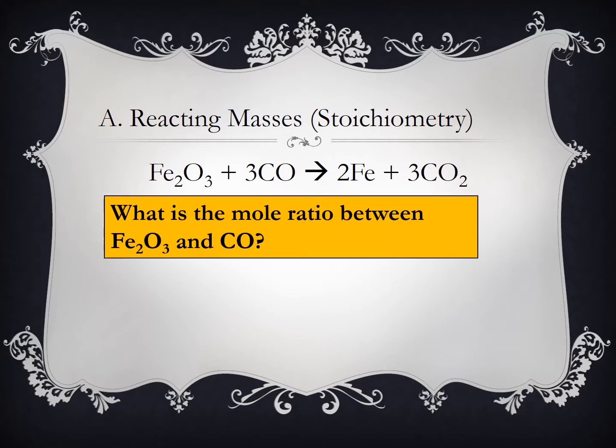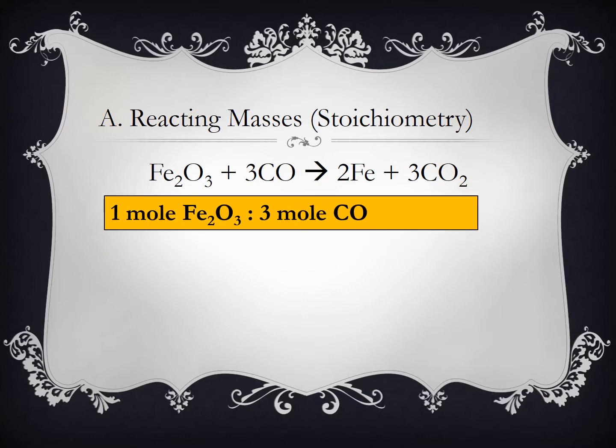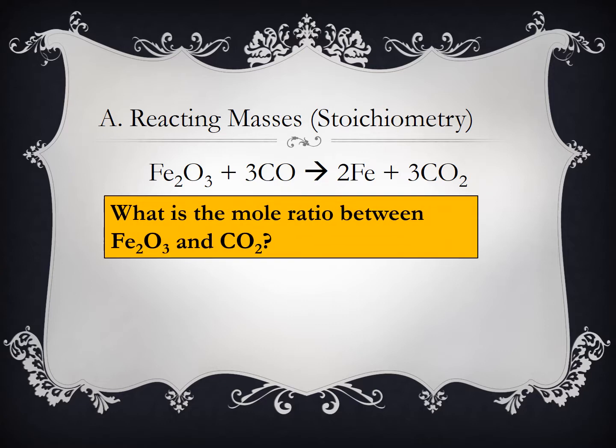So what is the mole ratio between iron oxide and CO? You look at the coefficients in front, and it's a 1:3 ratio. 1 mole of Fe2O3 for every 3 moles of CO. A ratio is also a conversion factor, so we'll get to that.